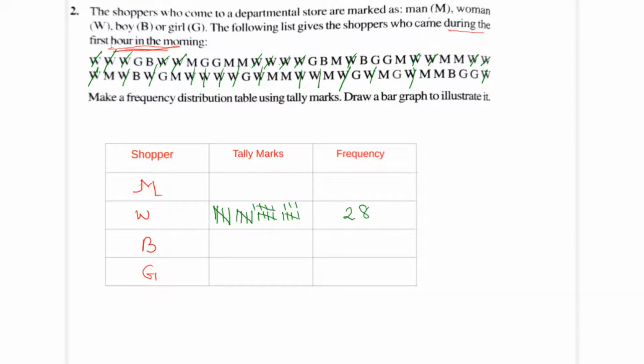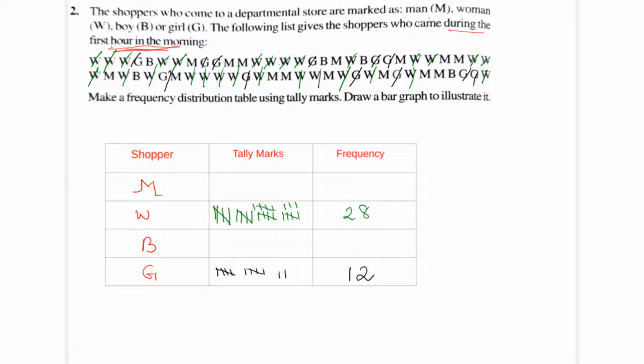Now 1, 2, 3, 4, 5. 1, 2, 3, 4, 5. Okay, for G 1, 2, 3, 4, 5. 1, 2, 3, 4, 5. Now 1, 2. So for G we have 5 plus 5, 10 plus 2, 12.